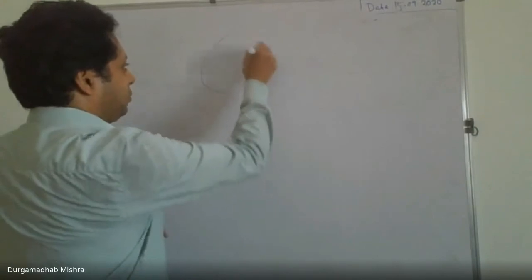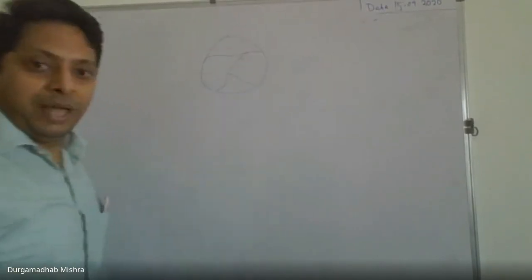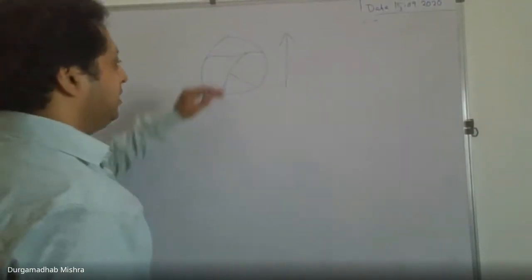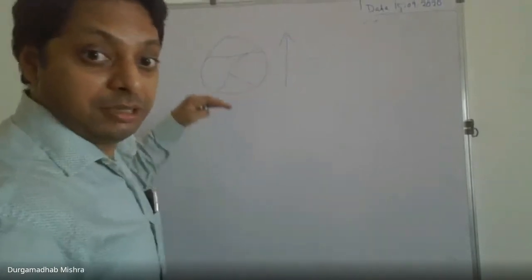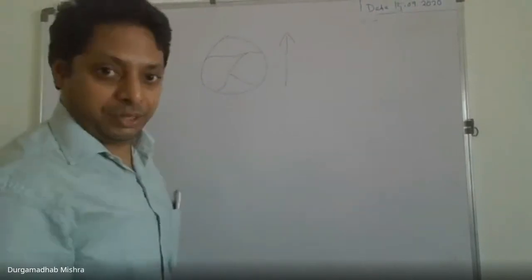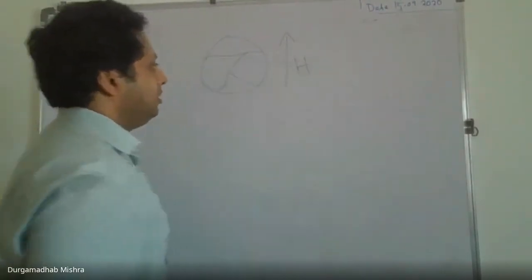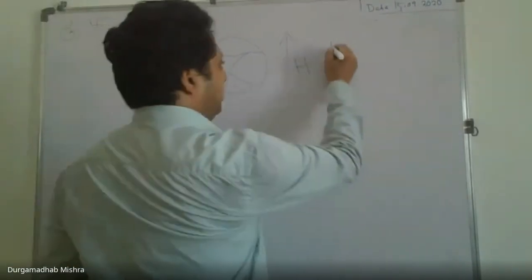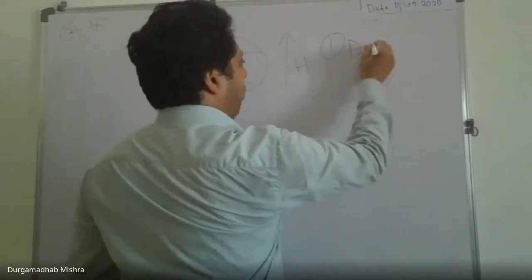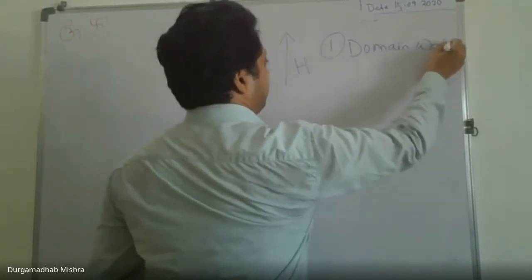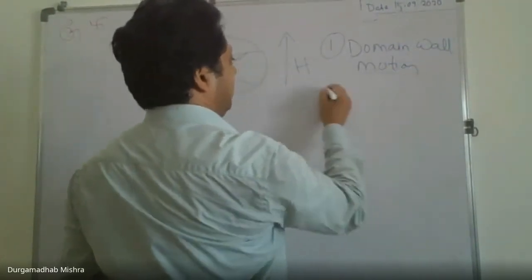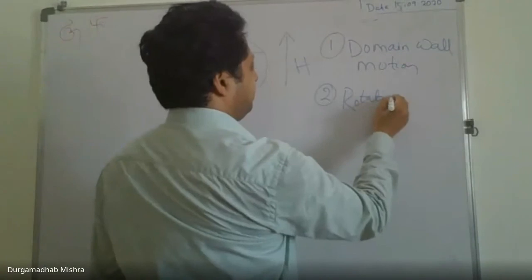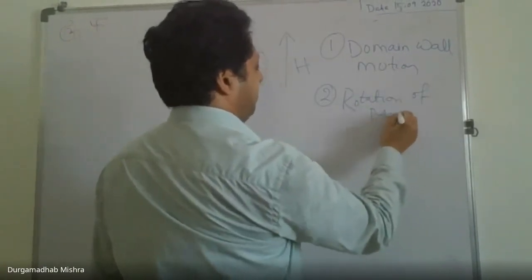In the beginning I said, if I take a ferromagnetic material and apply a field, what is happening? Basically, when I am trying to saturate it, that means I am driving the hysteresis. I am increasing the field. How does this happen? There are two ways. One is domain wall motion, and the second is rotation of magnetization.